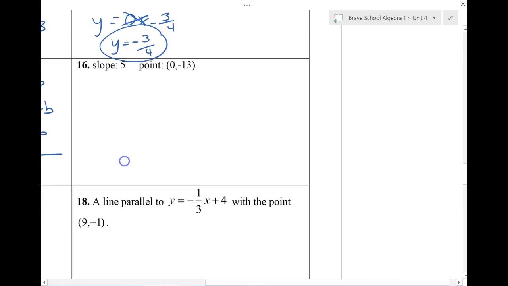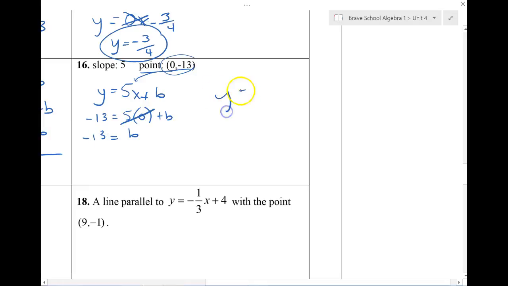Okay, set up our equation. I know the slope, but I do not know the y-intercept. Actually, I shouldn't say same thing, it's just similar. We're given the slope this time, and we're given a point. So I have to find b. What I do is I take this point and plug it in. -13 goes here, 5 times 0 is for x. Now 0 cancels out, so this one's pretty easy. b equals -13. y equals 5x minus 13.